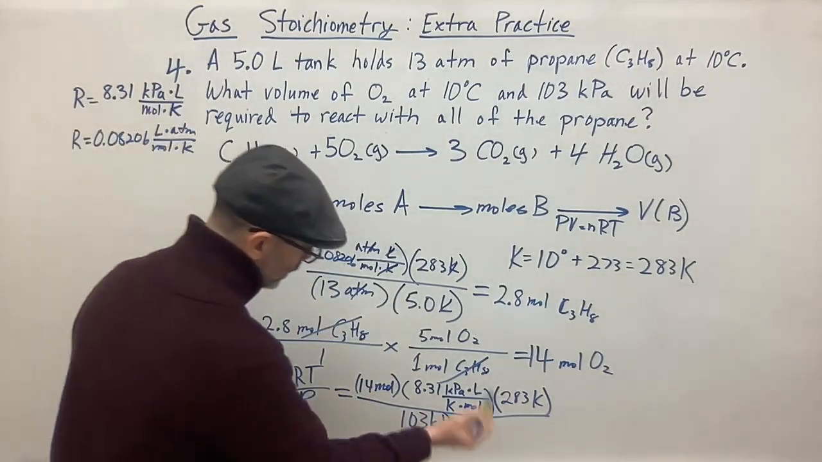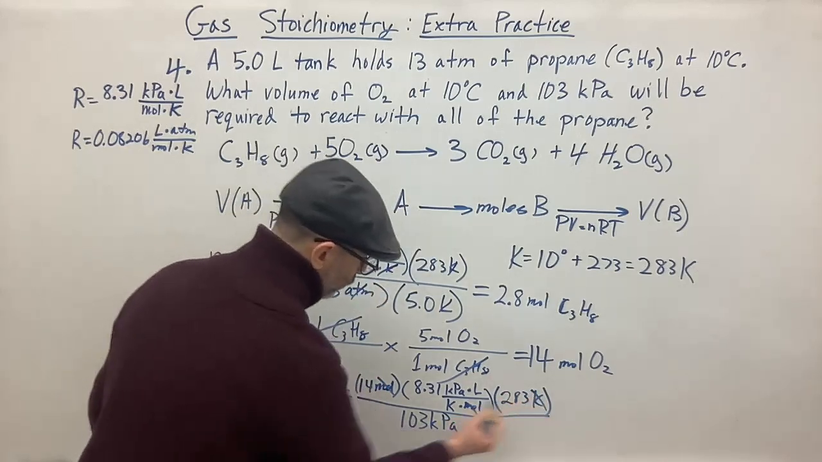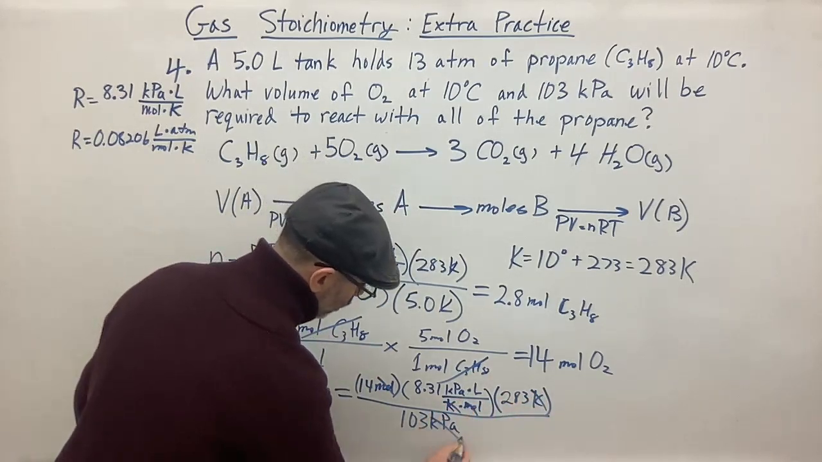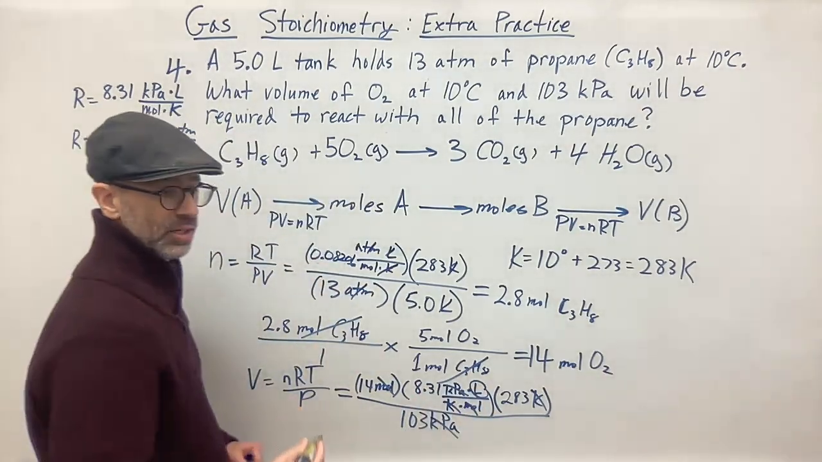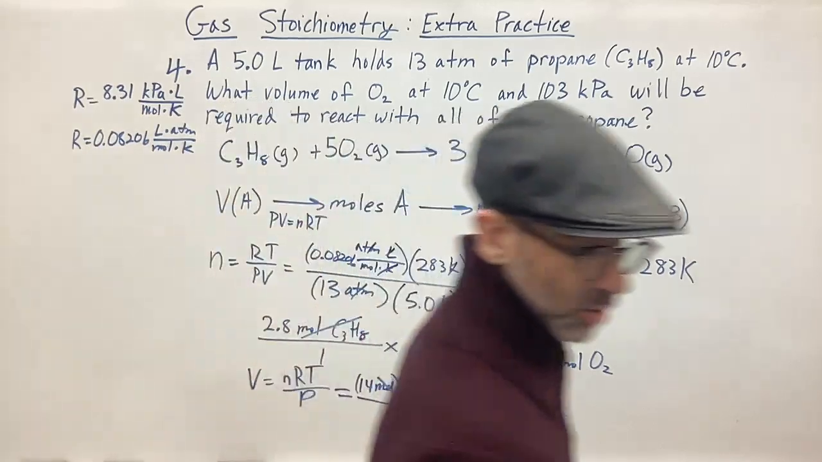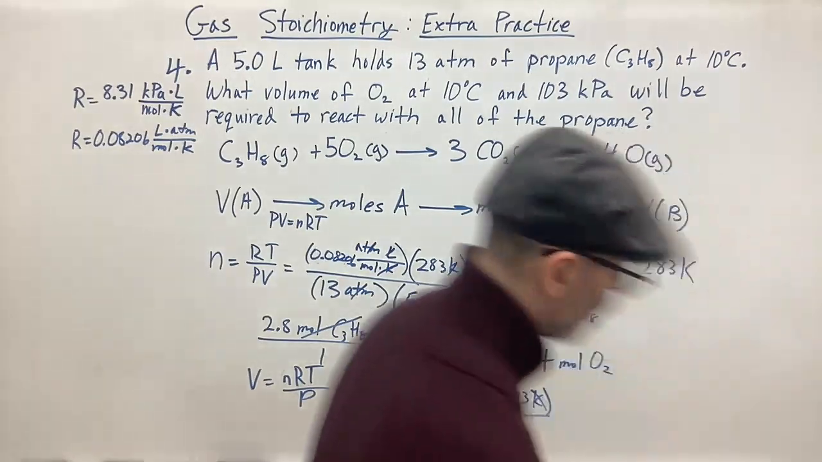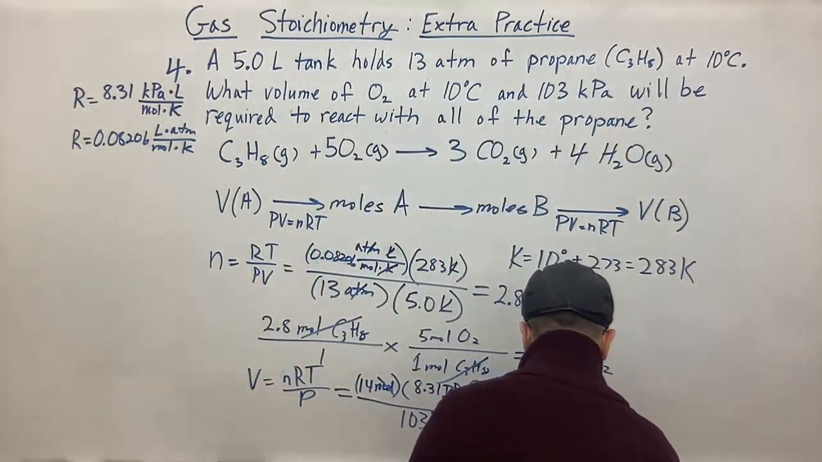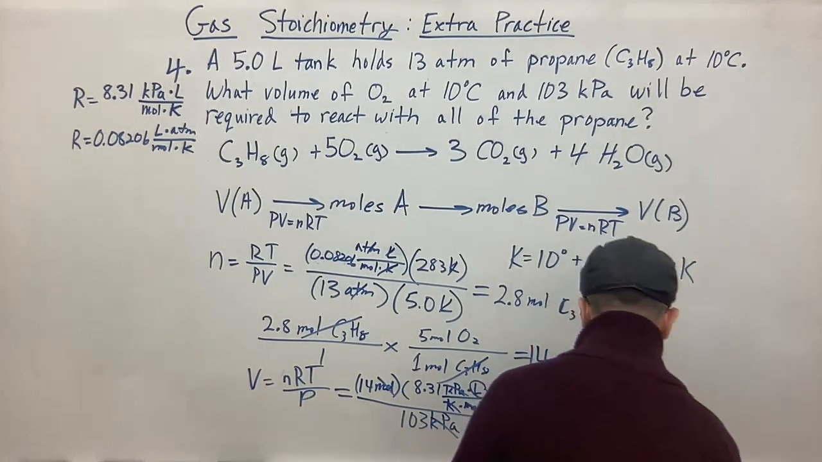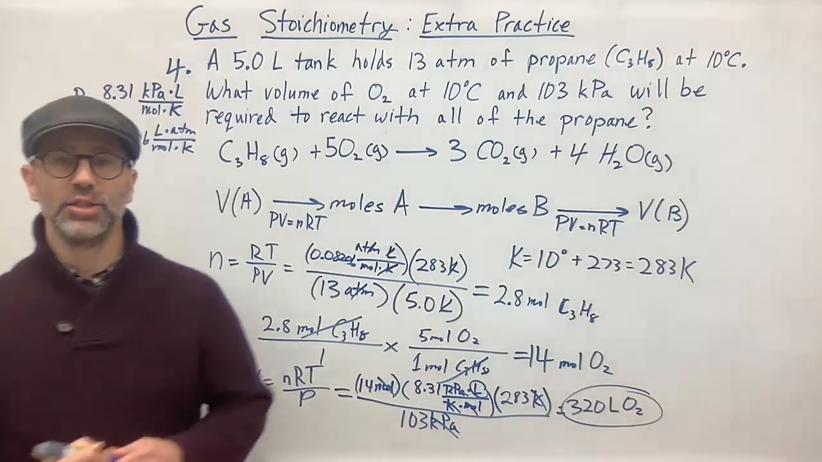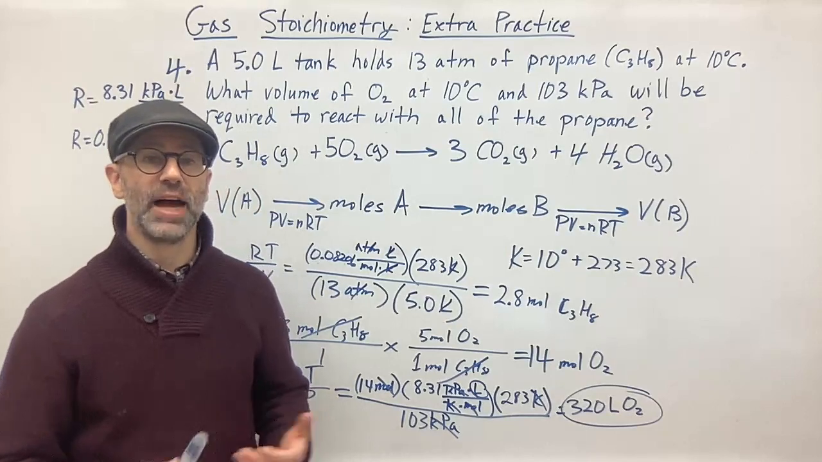And so I can cancel stuff out. So moles cancels out, Kelvin cancels out, and kilopascals cancels out, leaving me with liters. So great. So now I can do the calculation, and I get 320 liters. So 320 liters of oxygen is required to react completely with this amount of propane I'm given in the 5 liter tank.